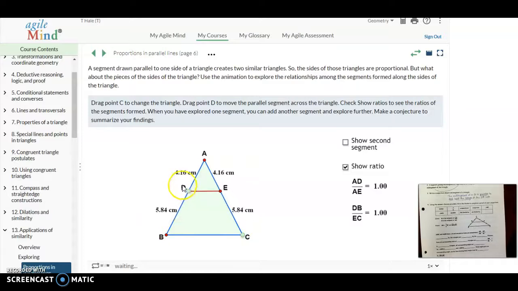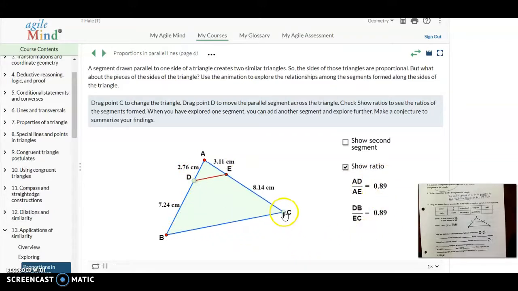I'm going to move DE, but I'm moving it and maintaining the parallel relationship with the third side. And do you still see that that relationship across the parts here is still equivalent to each other? Even if I skew it to where they're not congruent to each other, the ratio stays the same. So this part over this part is equal to this part over this part.